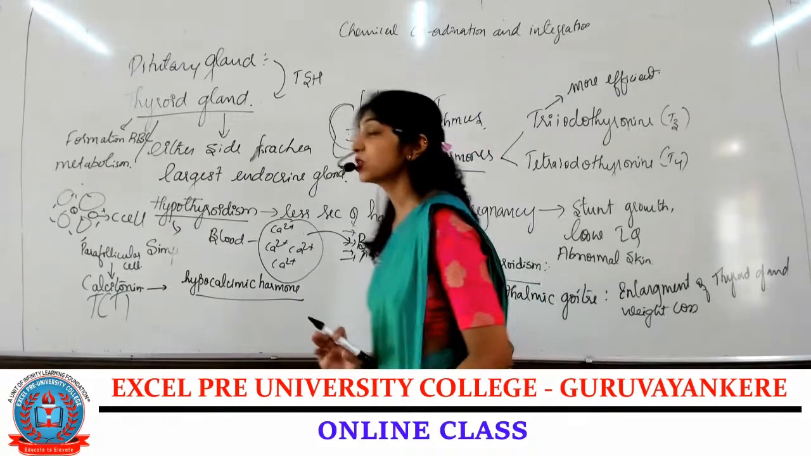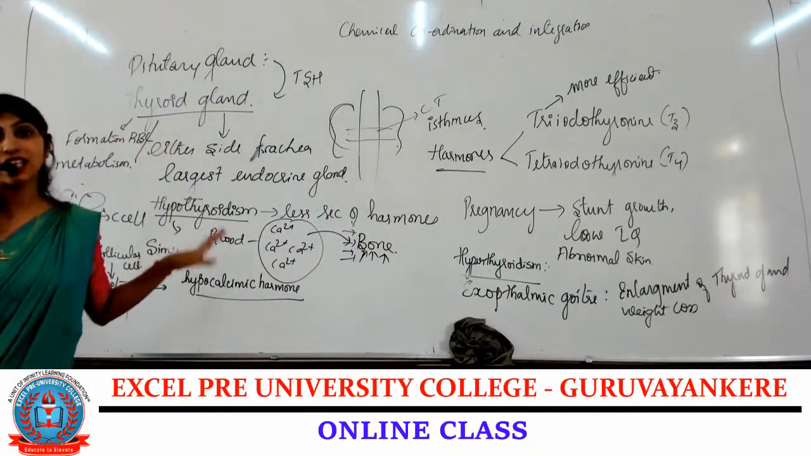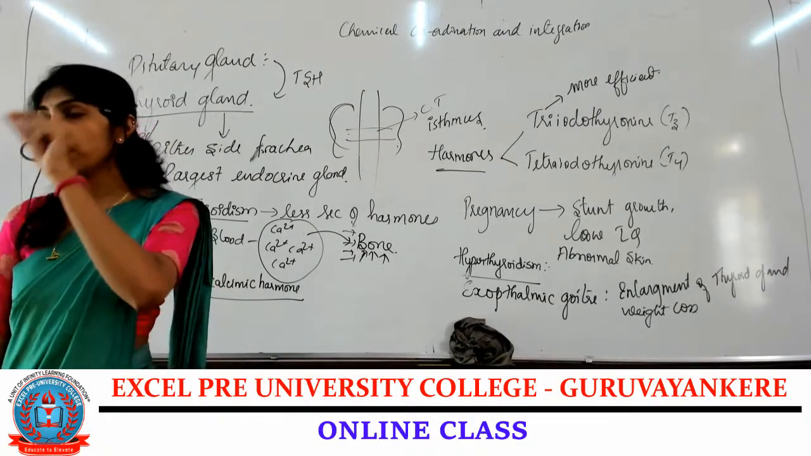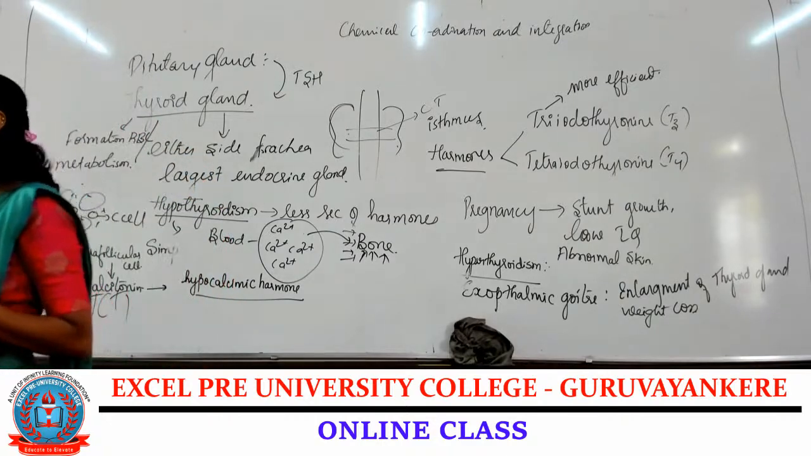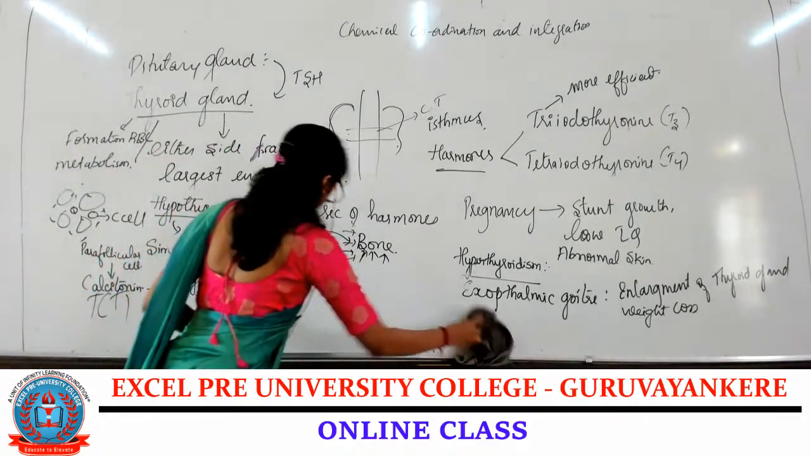Okay, coming to the next gland, we'll be studying the parathyroid gland. In the thyroid gland itself, there are two pairs of other small glands present. We call them parathyroid glands.